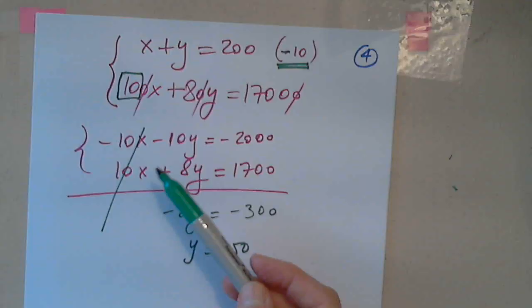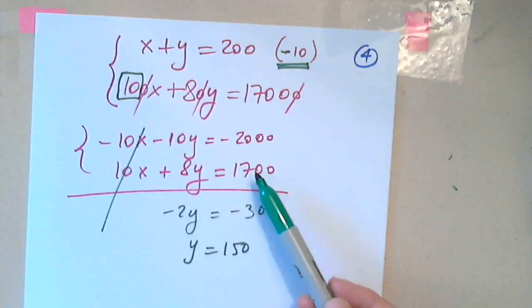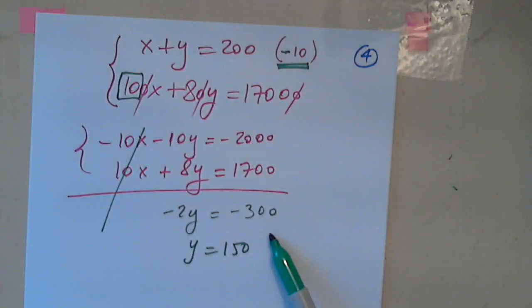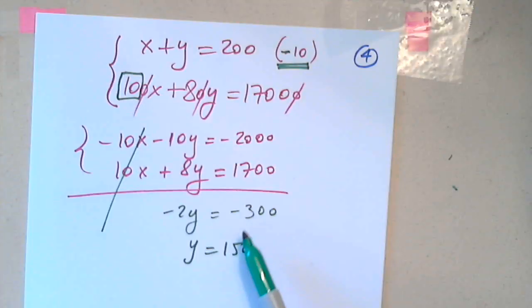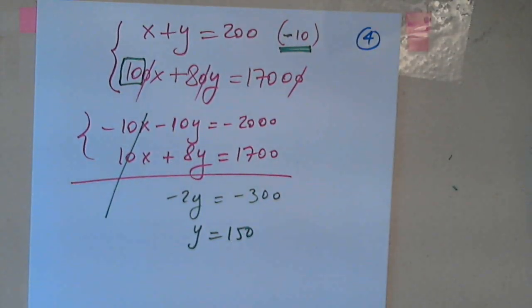Now these two go away, negative 10y plus 8y. And when I calculate here, I get negative 300. Okay. And when I divide both sides by negative 2, I get 150. I have a quick question. Yes, please. Will there ever be a situation where you would subtract there, like that, you know, right where it's a negative 10?